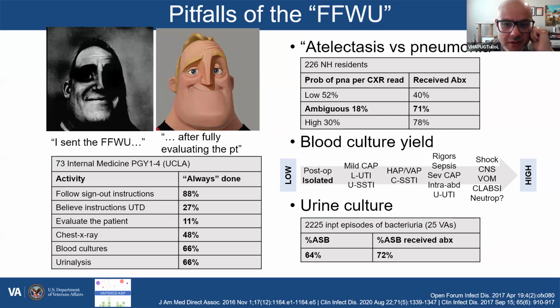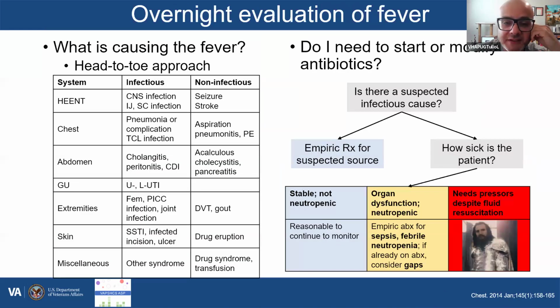So how should we evaluate a patient overnight? My suggestion is to use this head-to-toe approach to build a differential diagnosis and then determine which diagnostic studies you need to order based on your differential. And in terms of when to start or modify antibiotics, I usually start by asking myself if there's a suspected infectious cause or a source. And if there is, I target that source with my empiric agents. And if there isn't, then I try to figure out how sick the patient is.